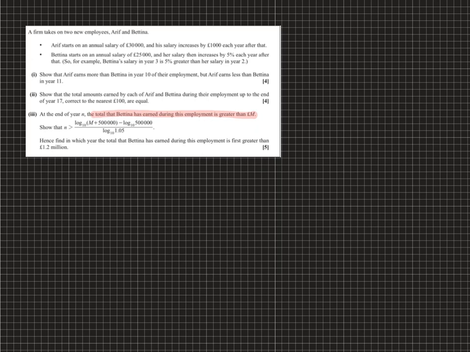So we know that Sn equals a(1 minus r^n) over 1 minus r. We're going to use this formula up over here. We're also told that Sn is greater than m pounds. So here's what I'm going to do. I'm going to say that A, £25,000, (1 minus 1.05 to the power of n) over 1 minus 1.05 must be greater than m.